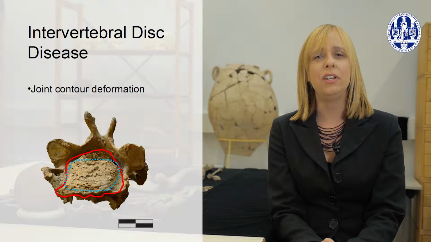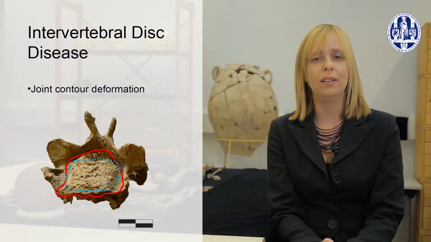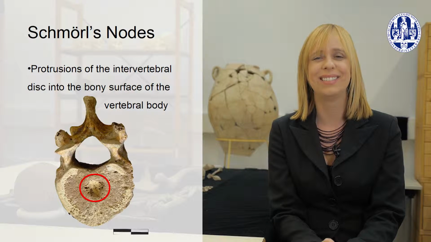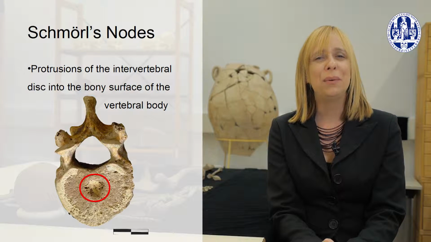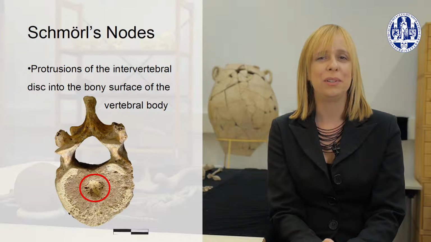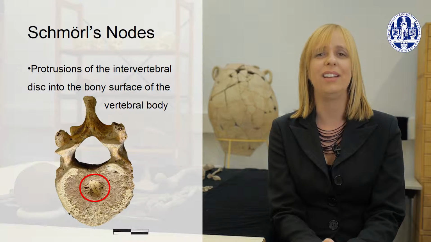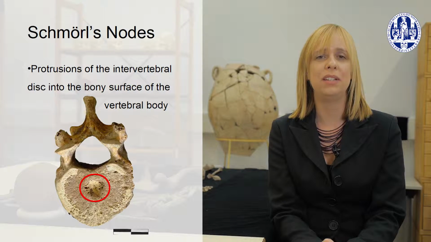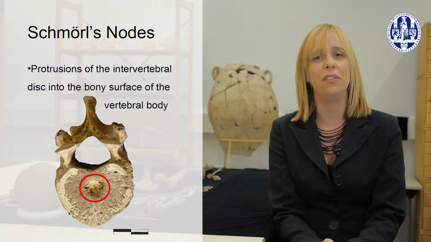But there is another lesion that occurs only on the vertebra as an indentation in the bodies called Schmorl's nodes. These are more frequent in individuals with intervertebral disc disease, and thus sometimes related to activity. Schmorl's nodes are protrusions of the intervertebral disc into the body surface of the vertebra.